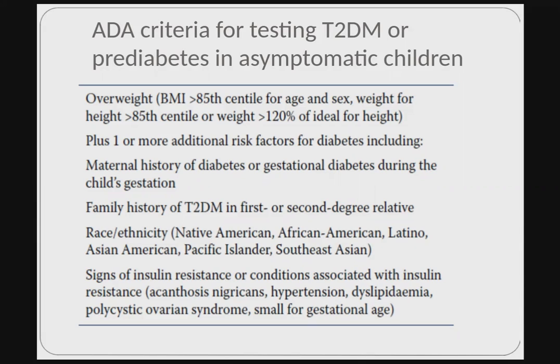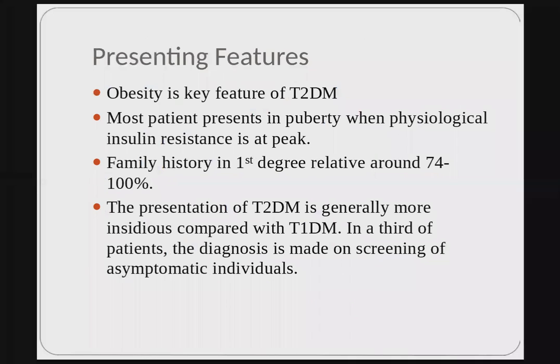So once we have a child with overweight, plus one or more of the following: maternal history, family history, race or ethnicity, or signs, they should be screened for type 2 diabetes. The presenting feature, obesity, is a key feature of type 2 diabetes mellitus. Most patients present in puberty when physiologic insulin resistance is at its peak. And often there is family history in a first degree relative, in around 74 to 100%.